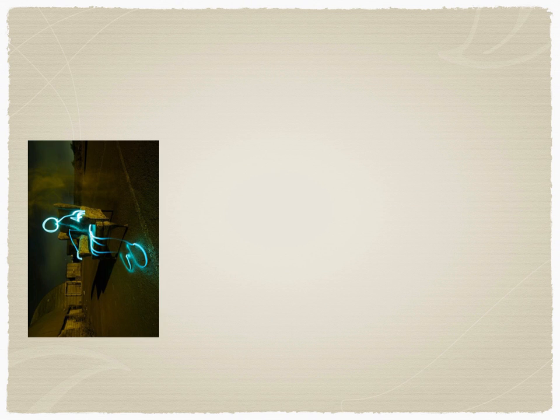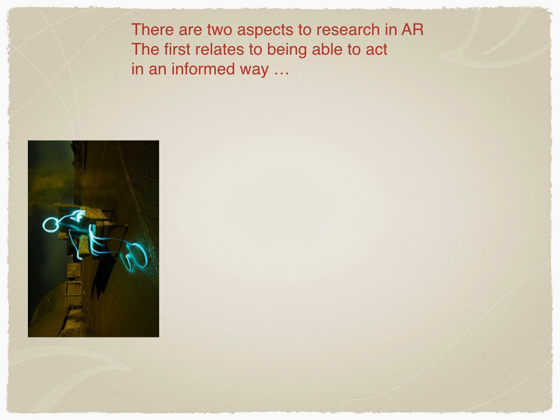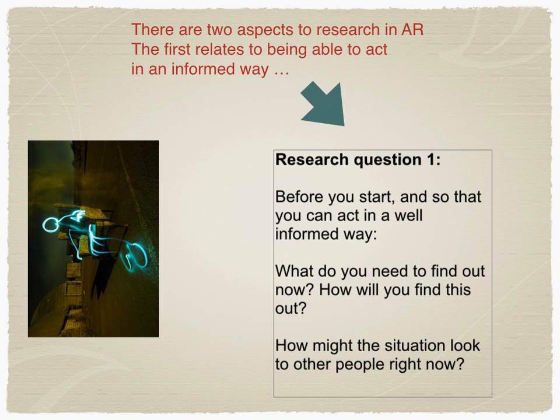So just relating this back to slides that I showed in the 2-day intensive, there are two aspects to research and action research, and the first is about being able to act in an informed way. And the question that leads to at this point, and this is one of the questions on your planning form, the first of the two research questions on your planning form is, okay, what do you need to find out now? And how are you going to find this out? How might your situation look to other people right now? And you remember when we're thinking about researching our own practice, we're trying to triangulate, we're trying to think about three different perceptions. We're trying to think about the I perception, the you perception, and the them perception.